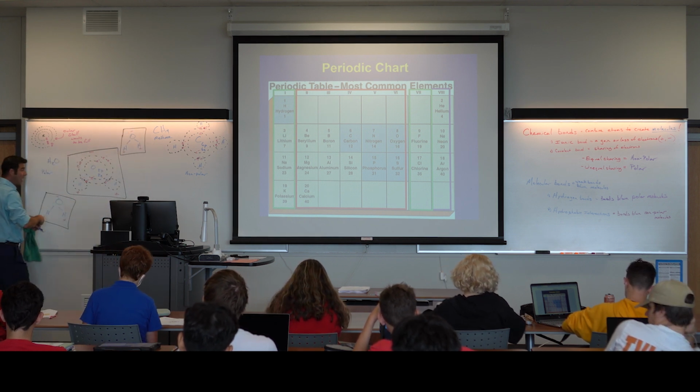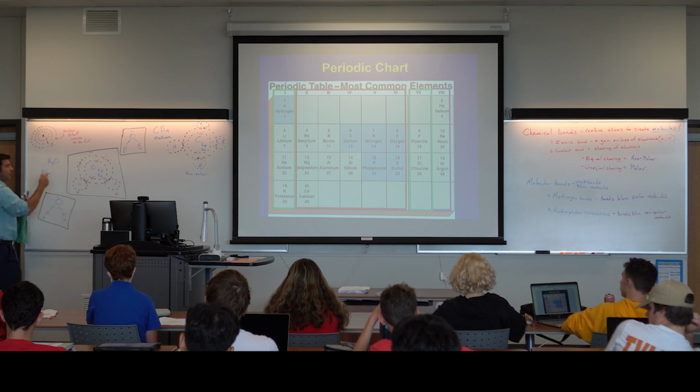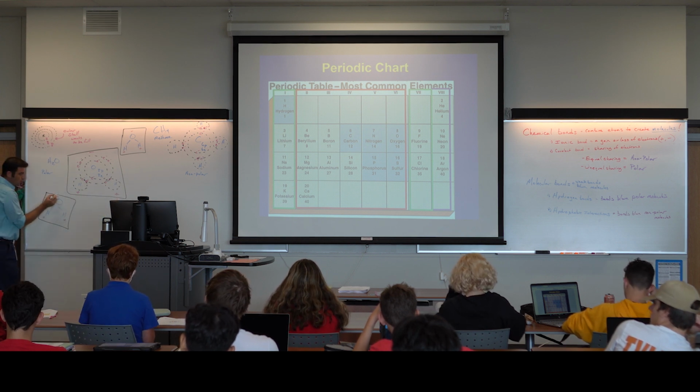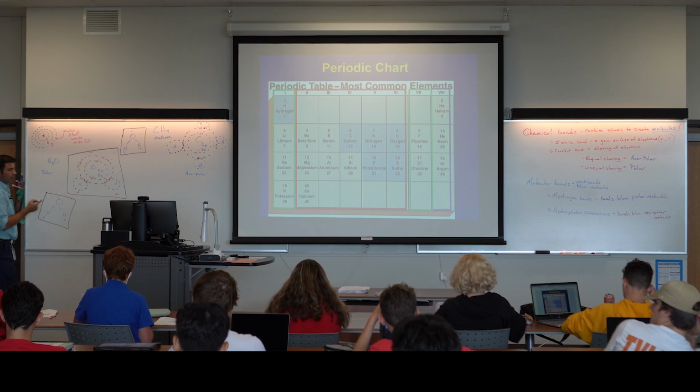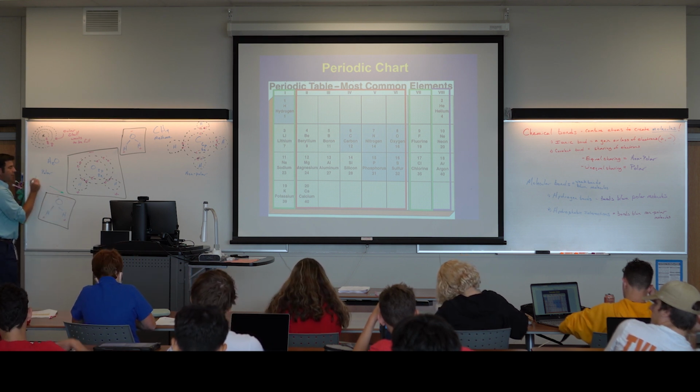And we said a hydrogen bond, I'll represent it with this green arrow, is just a weak bond between the negative end of one polar molecule and the positive end of another. This is our hydrogen bond.